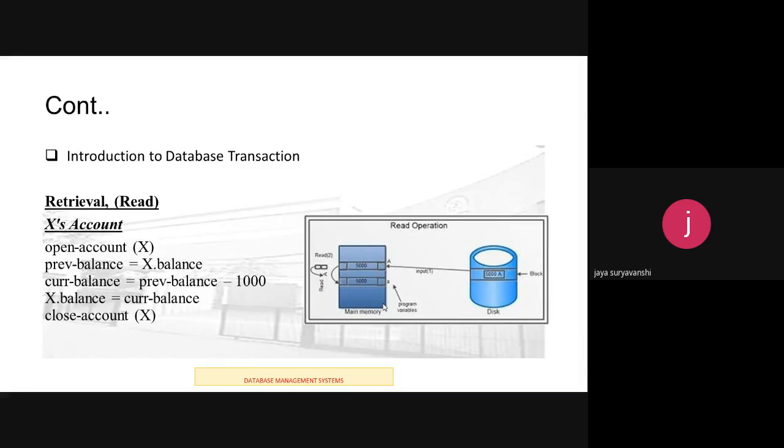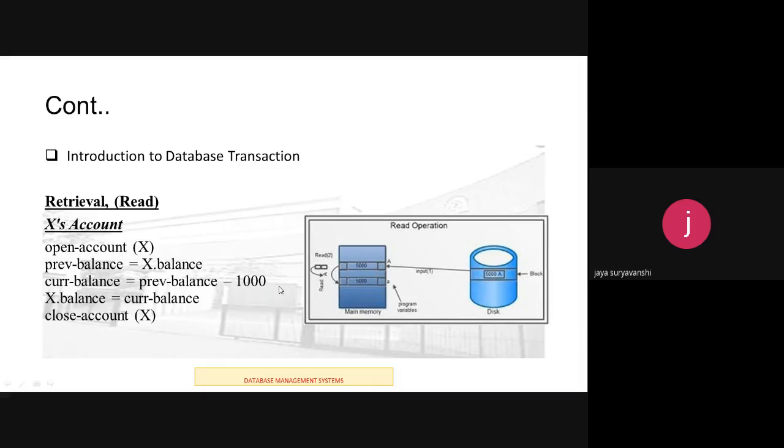So we will take the first transaction, that is the read transaction. Read is nothing but retrieve. To perform transactions on the data which is present in the permanent storage, the read operation is used. This is the representation showing how the read operation is done in your database.